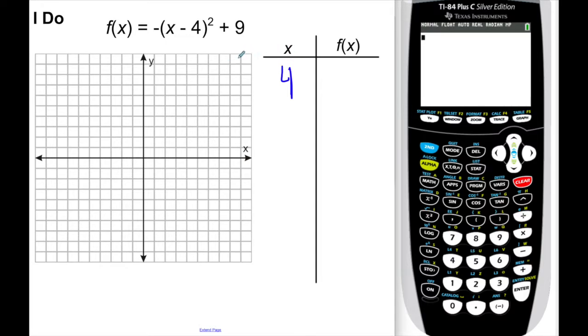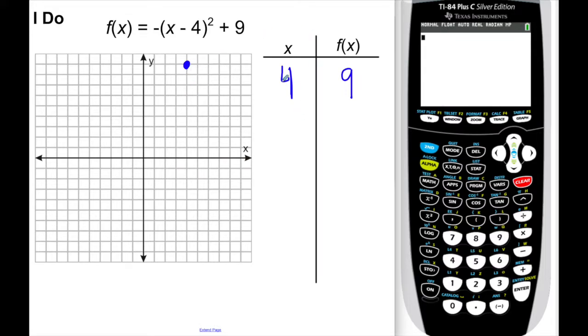0 is just not the easiest one here, right? 4 cancels this out, makes it 0. The negative, it stays 0. And then plus 9 gives me 9, right? So having 4, 9 on the grid is helpful. I just want to count, make sure. 1, 2, 3, 4, 5, 6, 7, 8, 9.